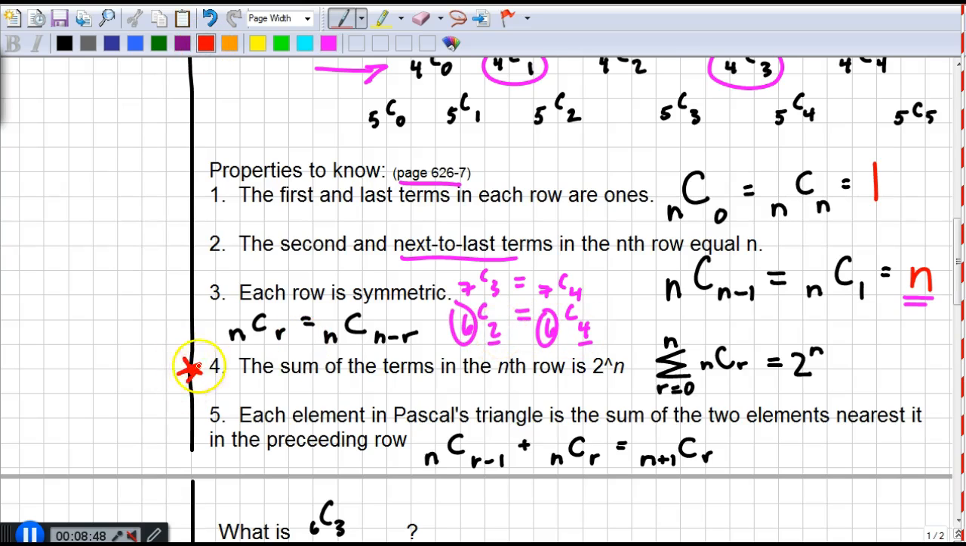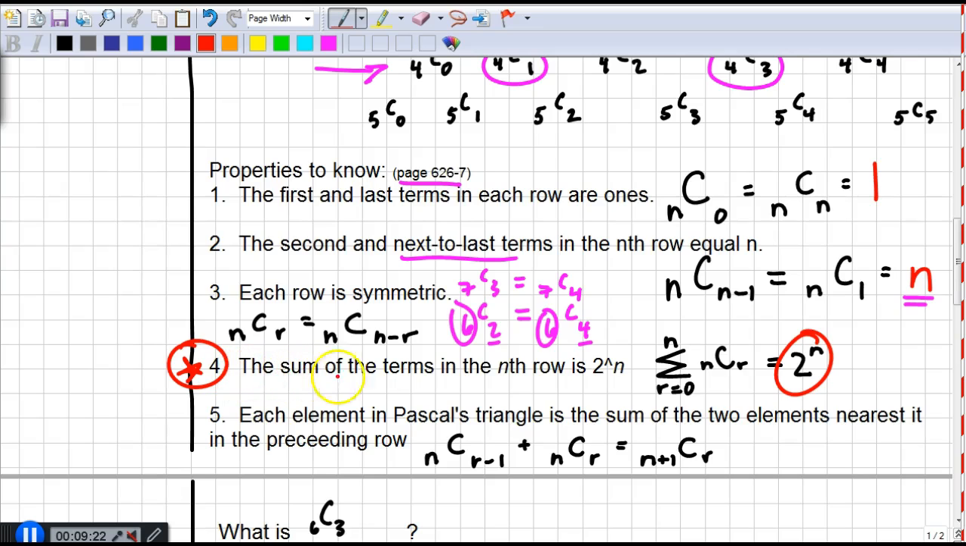Number 4 is one that students need to memorize. The sum of the terms in any row is just 2 to that row number power, 2 to the n. So if you're trying to find the sum of the terms in row 18, you would simply say 2 to the 18 power. Keep in mind that in the textbook there is a typo. The textbook simply says 2 times n here. They've neglected to input the caret symbol. It does say 2 to the n later on in the book, but when they first state the property, it just says 2n, which is incorrect.